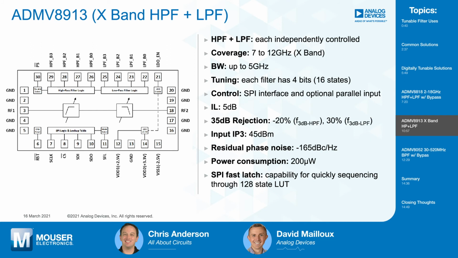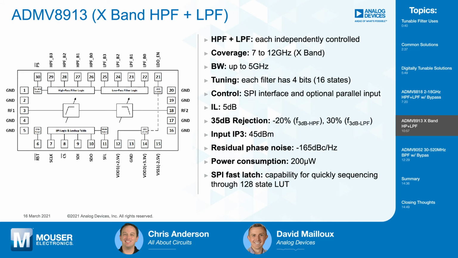It employs the same SPI interface as well as an additional parallel mode interface. This parallel mode interface can be useful if you wanted to quickly change the filter state without needing to write SPI commands to it. This could be used along with, let's say, an FPGA where you quickly toggle GPIOs high and low to fast frequency hop around.